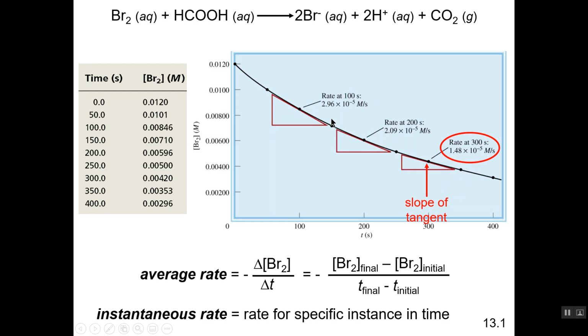So as you can see here, the reaction rate falls off as the concentration of bromine decreases, which is what you'd expect, right? The less bromine you have present at a particular time, the less would be the instantaneous rate of the reaction.